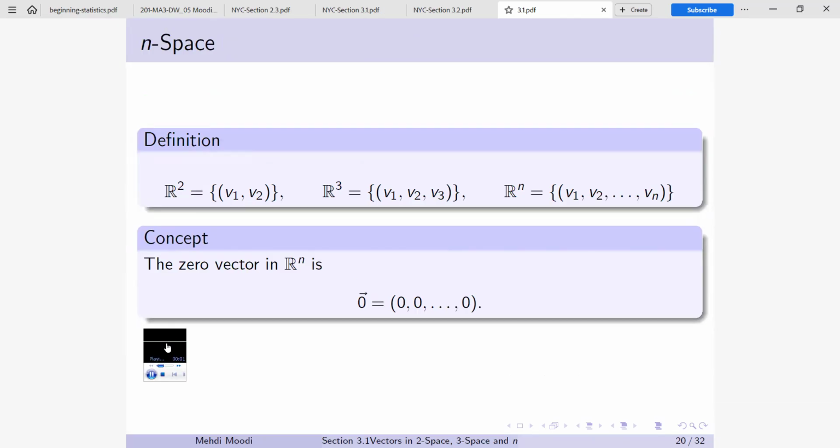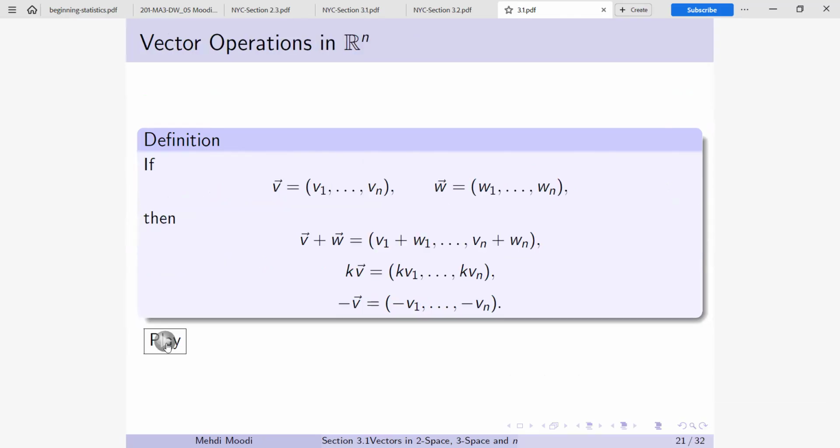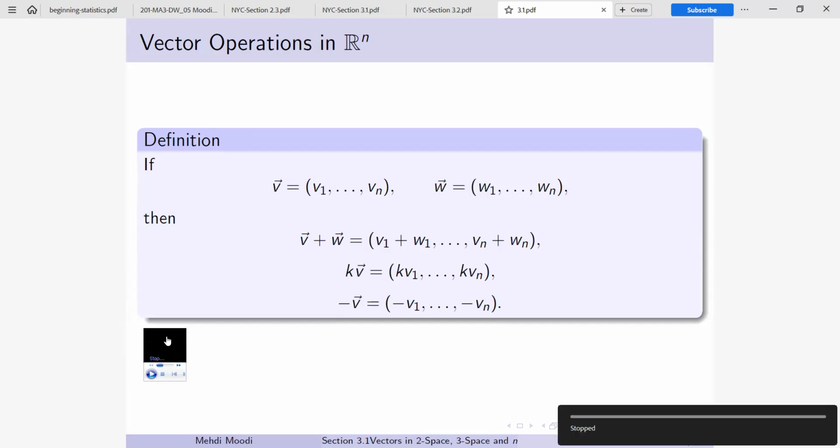In Rn, we stop drawing pictures and start trusting notation. Past 3D, geometry becomes a place where imagination files for overtime. All vector operations in Rn are done component by component. It is the mathematical equivalent of working through a grocery list one item at a time.